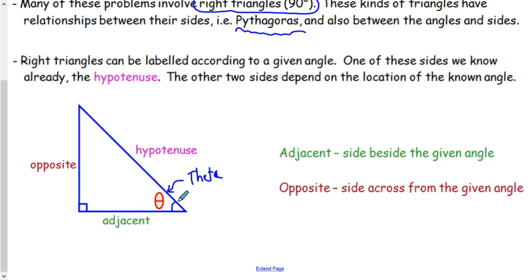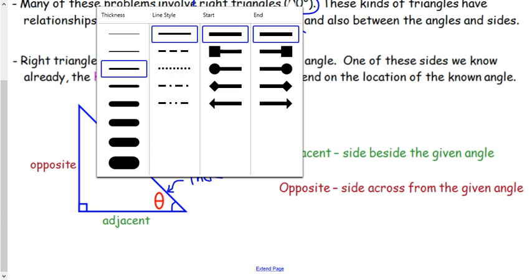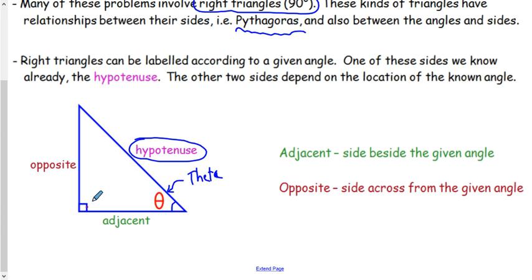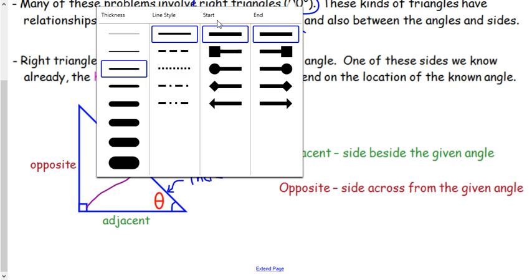So this is the angle we're going to look from. Now when we're looking from this angle, we want to label our sides. The first one we're going to label is our hypotenuse. The hypotenuse, we always know what it is. It's always the one that's across from the 90-degree angle. So that's probably the easiest one to label, is that it's across from that 90-degree angle.